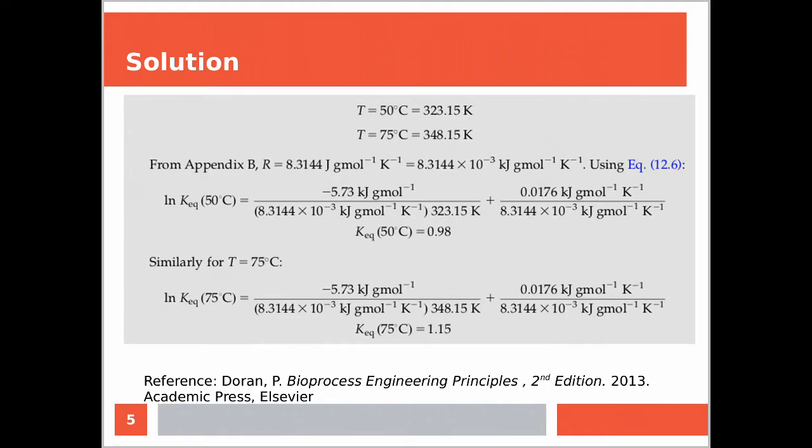We have the enthalpy, 5.73 kilojoules per mole, so negative delta H reaction over the R constant times the temperature, plus the entropy over R. So we end up with the K equilibrium constant at 50 degrees of 0.98. The same goes for 75. Plugging in the values, we get 1.15.